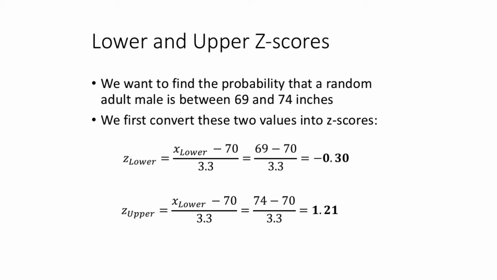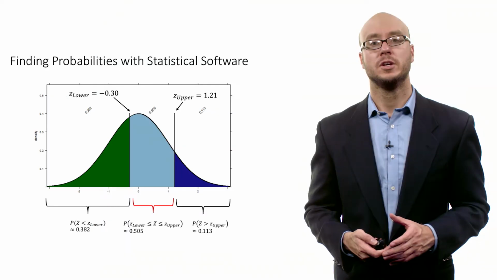The lower z-score is 0.3 standard deviations below the mean in the population. The upper z-score is 1.21 standard deviations above the mean. So we have a lower z-score of negative 0.30 and an upper z-score of 1.21. The goal then is to find the probability of a z-score within that range, because we want the probability that a randomly selected adult male is between 69 and 74 inches, or equivalently between a z-score of negative 0.3 and a z-score of 1.21.